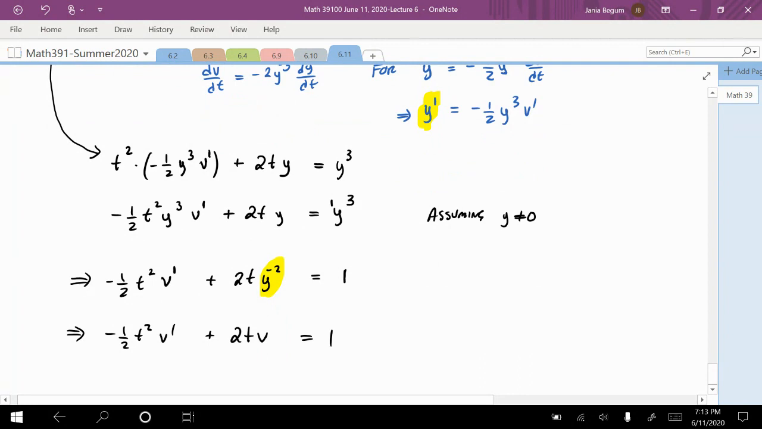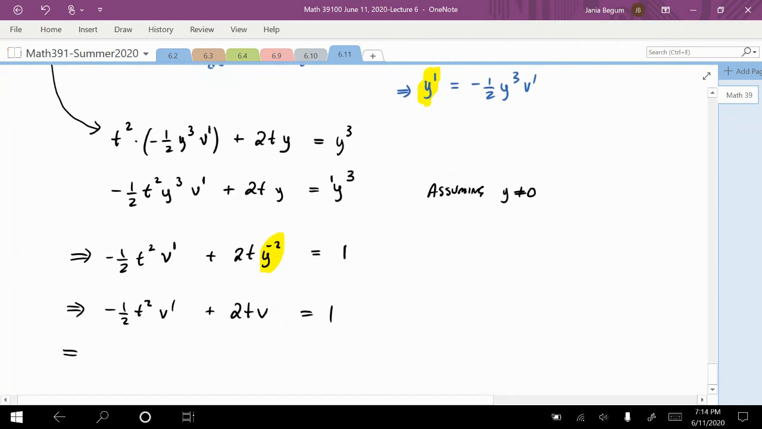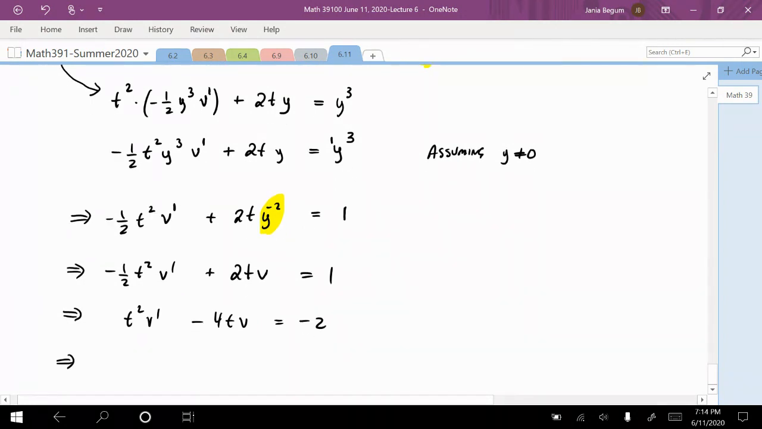And now I want to put this in the standard form of a Bernoulli equation, where the derivative function is by itself. So I want to remove the negative 1/2 and I want to remove t squared. So I'm going to multiply both sides by negative 2. So we have t squared v prime minus 4v is equal to negative 2. And then the next thing would be to divide by t squared. So we have v prime minus 4 over t v is equal to negative 2 over t squared.